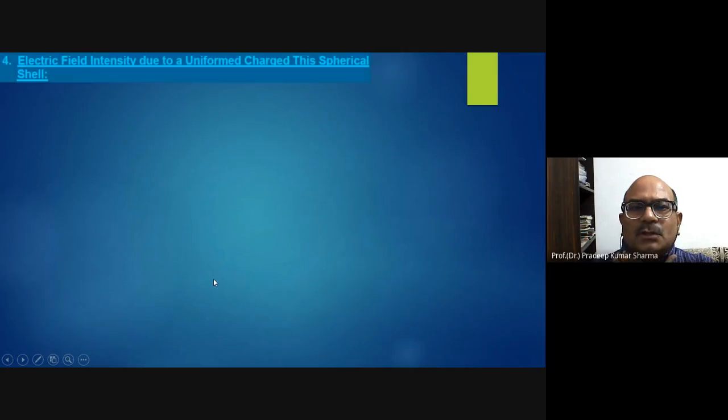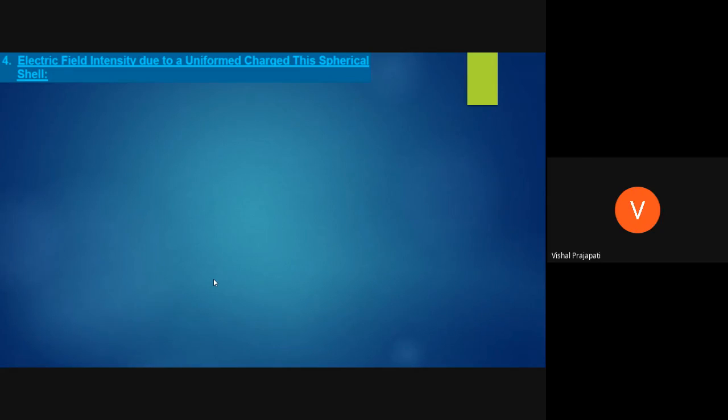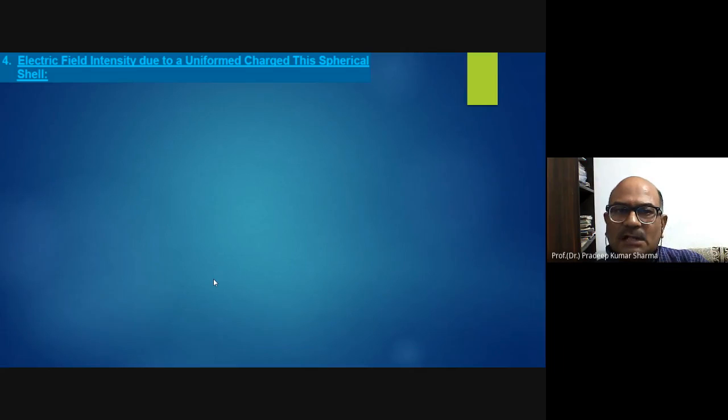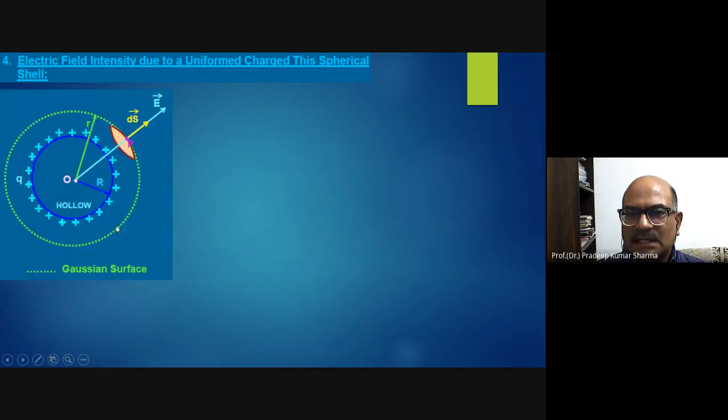Right. So this is the last application I will discuss today, that is the spherical shell. This is a uniformly charged thin spherical shell. So electric field intensity due to a uniformly charged thin spherical shell, this type. There is a shell, and you can see over here this blue direction. R is the radius and positive charge.